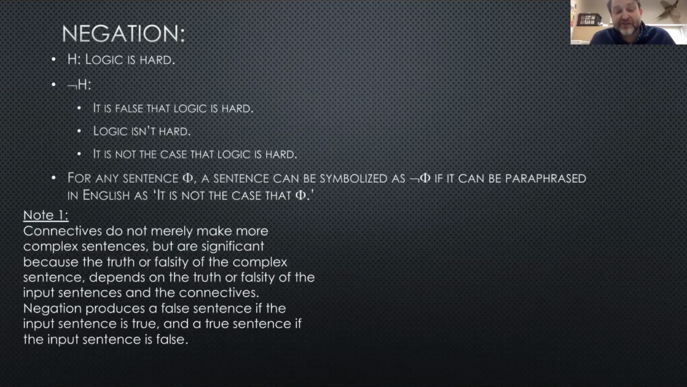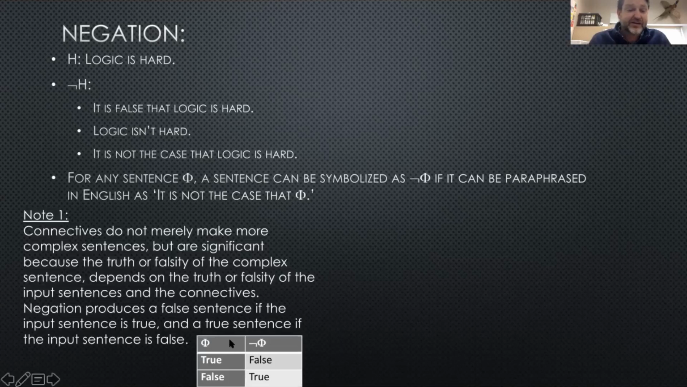So in philosophy, we'll say that the connectives are truth functional connectives because they can be seen as a function that moves us from the truth value of whatever the sentence was before they were added to the new truth value once they've been added to generate a more complex sentence. Negation always produces a false sentence if the input sentence is true, and it always produces a true sentence if the input sentence is false. So here's our rule for negation. If phi is true, then it's not the case that phi is false. And if phi is false, then it's not the case that phi is true.